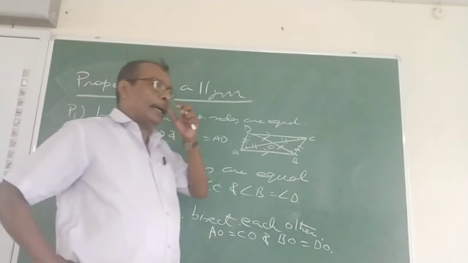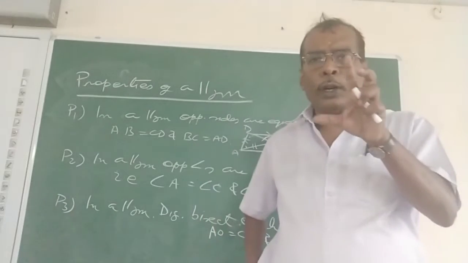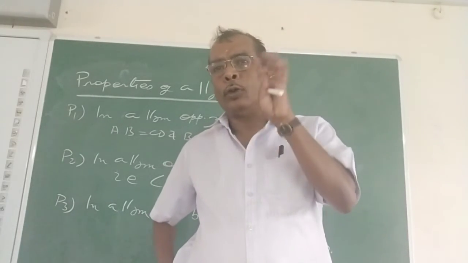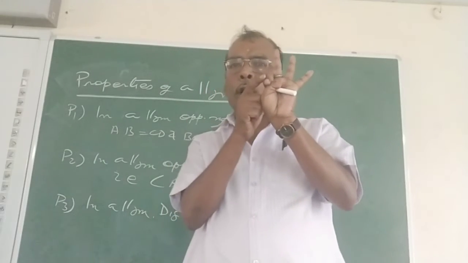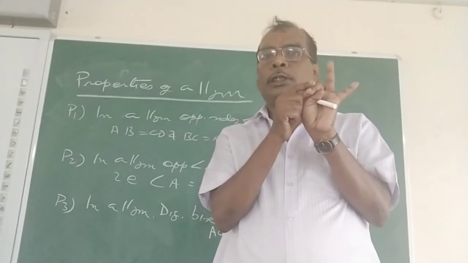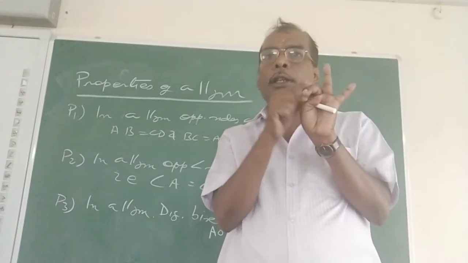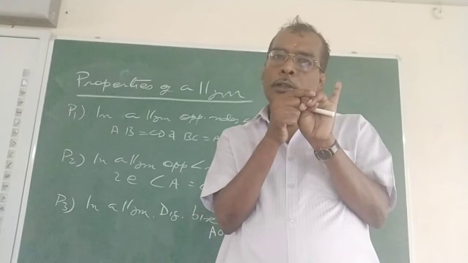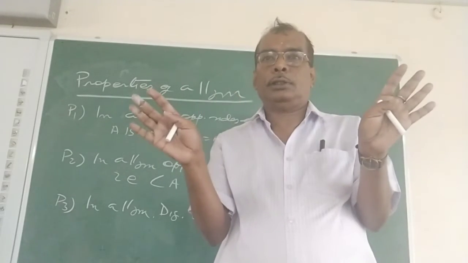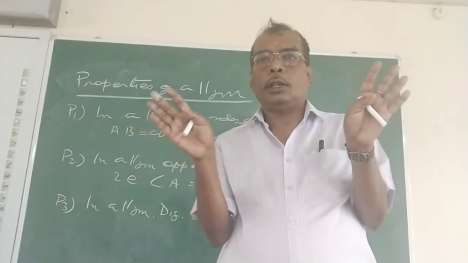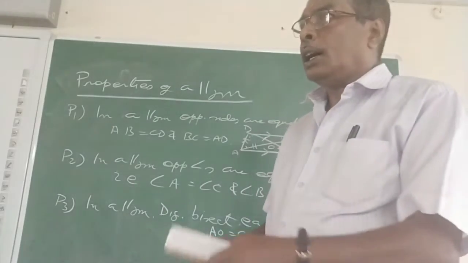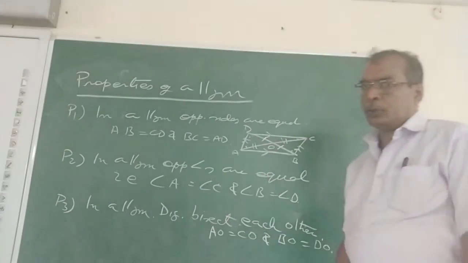So if one says, sir, ABCD is a parallelogram, then I can conclude 4 things. Number 1, opposite sides are parallel. Number 2, opposite sides are equal. Number 3, opposite angles are equal. And number 4, diagonals bisect each other. Right? Okay.